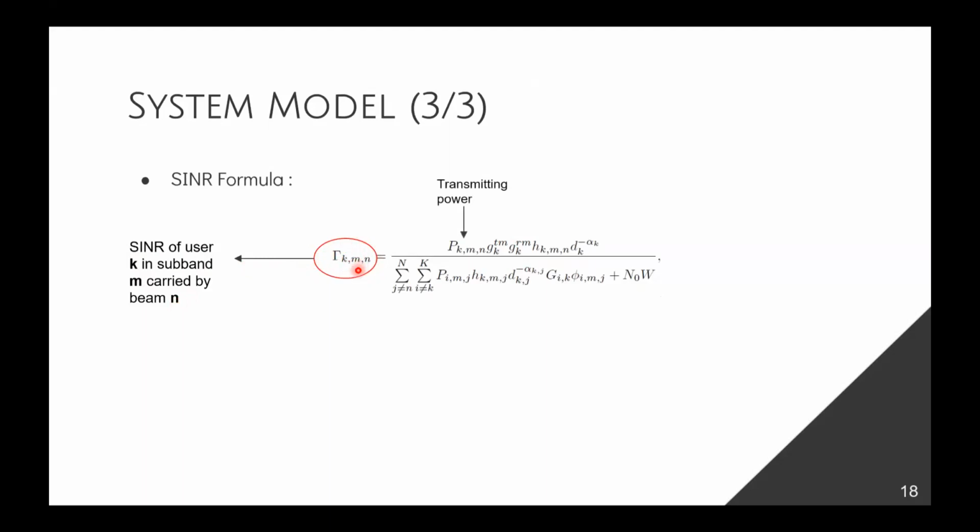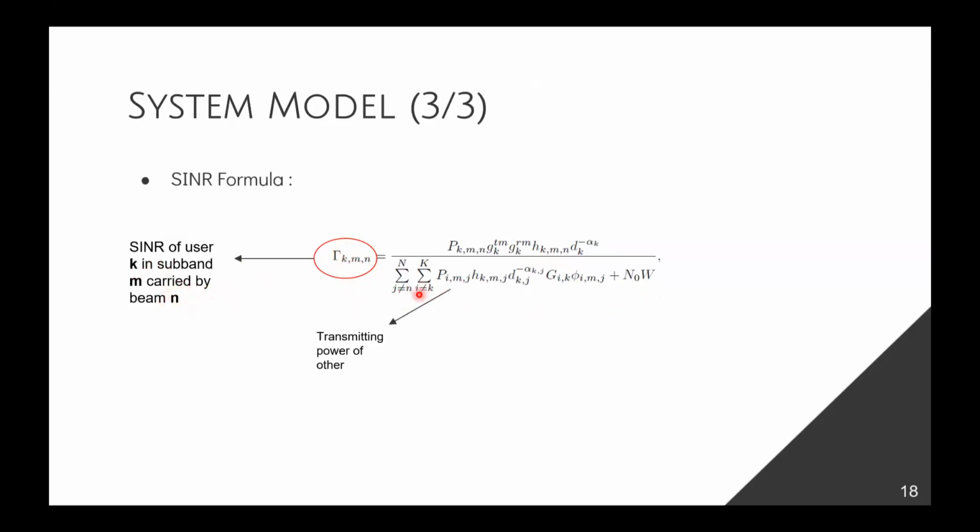This one is the transmitting power, and then this one is the beam gain for the transmitter and receiver. So this is the signal power part, and then this one is the channel gain, and this is the path loss decay. And then this is the interference part. J is not the same as N and I is not the same as K, because we measure the interference for the user K that is sent by the beam N.